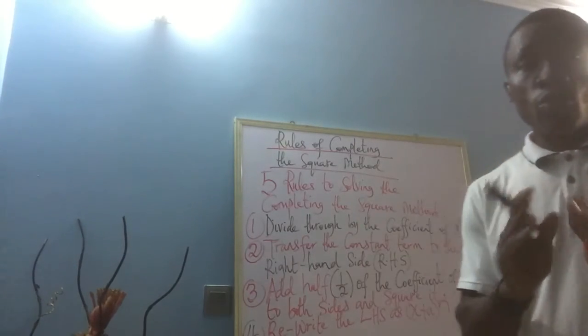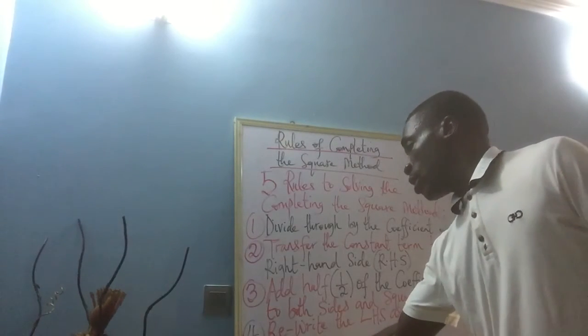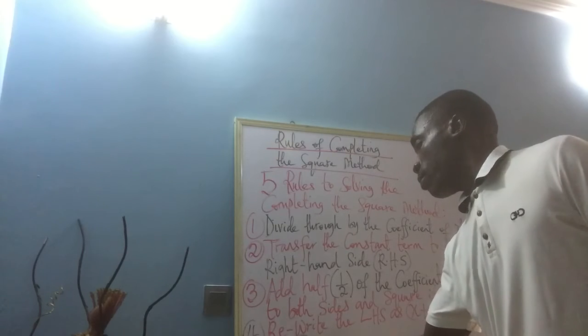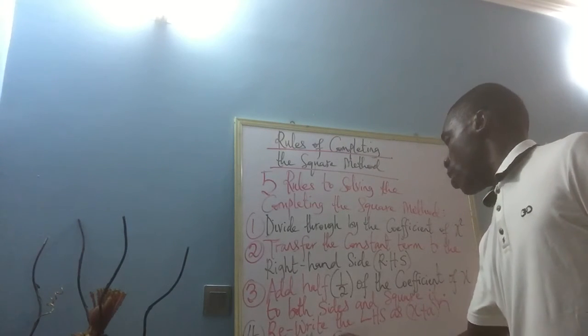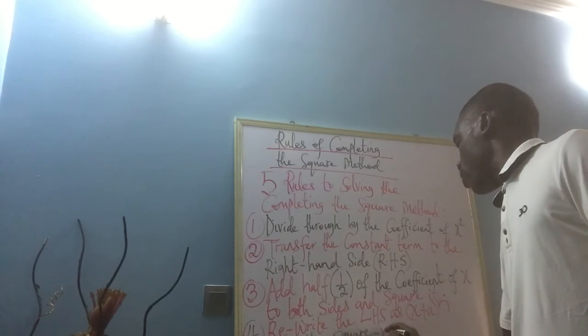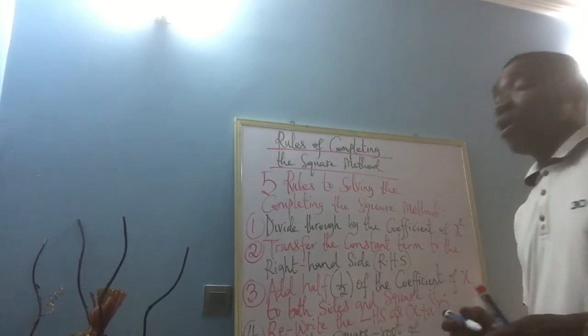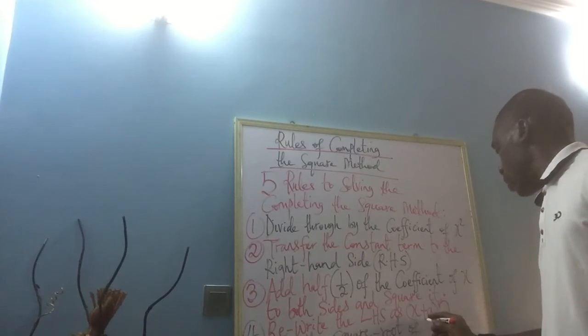And the final rule is to take the square root of both sides. We take the square root of both sides.